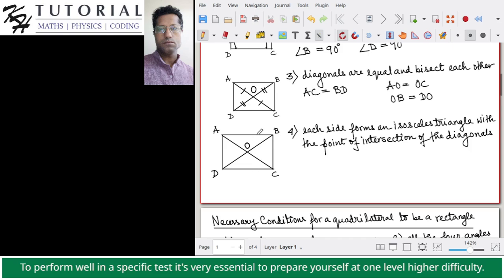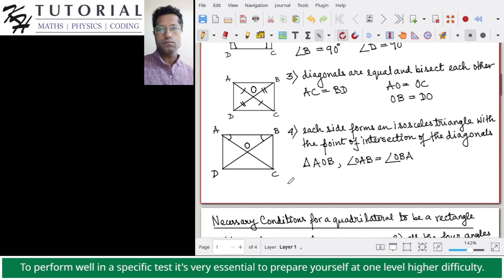So let's consider the side AB. The isosceles triangle formed on the side AB is triangle AOB. This will be an isosceles triangle where this angle will be equal to this angle. That is, we will have angle OAB will be equal to angle OBA.